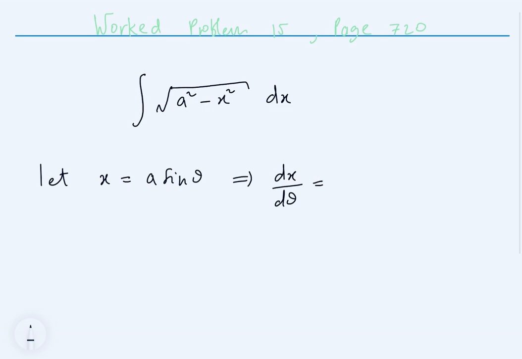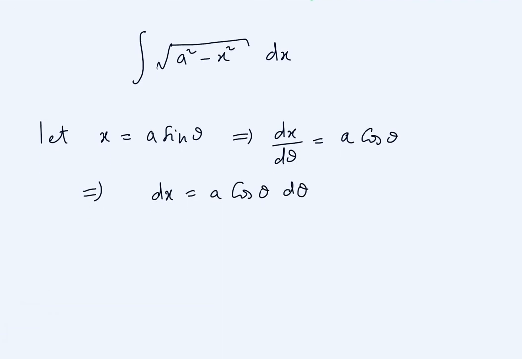Now, differentiating a sine theta with respect to theta, we are going to have the following. The a is a constant, so you're going to take the a out of the derivative, and you're going to differentiate sine theta. The derivative of sine theta is cos theta, so this is going to be cos theta here. So dx d theta is equal to a cos theta. Now, we can write this as follows. We can write it as dx is equal to a cos theta multiplied by d theta. So we can write it in this form.